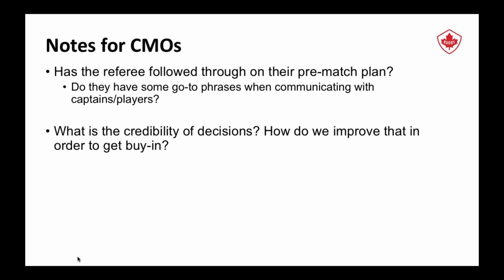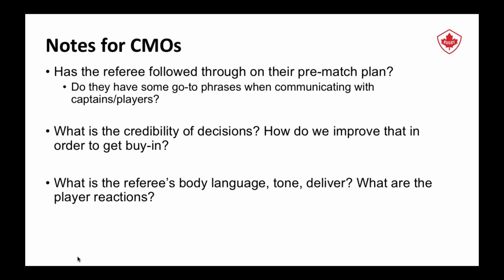Is there a technical, tactical thing we need to fix first? And then the second part of it is the delivery, ensuring credibility. Because we could be technically, tactically correct, but when we come to the delivery, we're really struggling to get players to buy in. That comes down to the referee's body language, tone, delivery, and then player reactions, right? So just keeping an eye on those things because they're really good triggers.